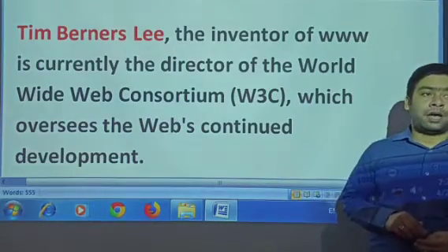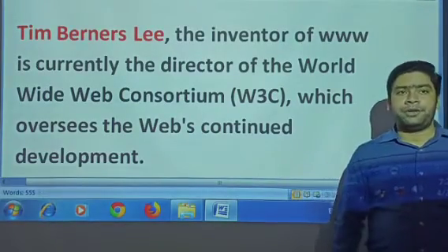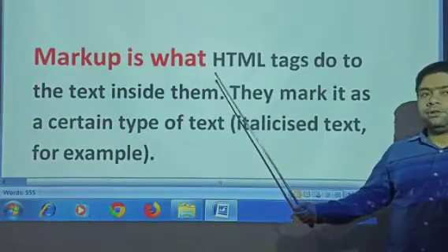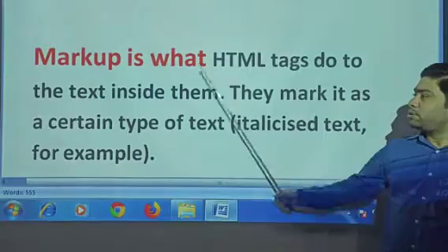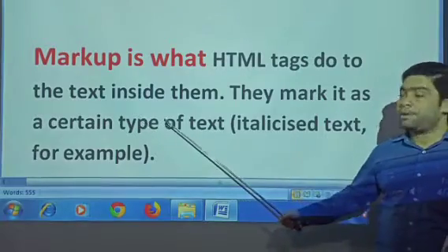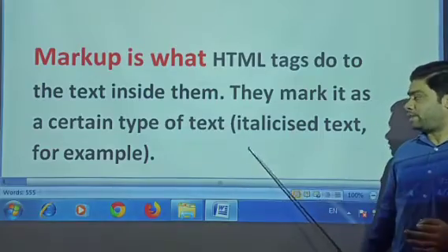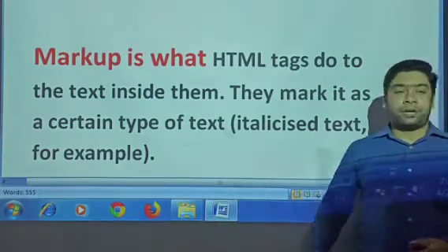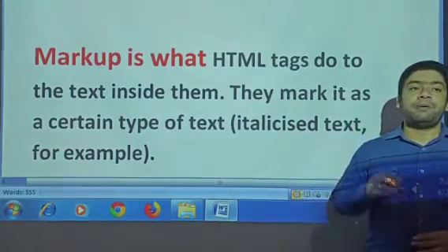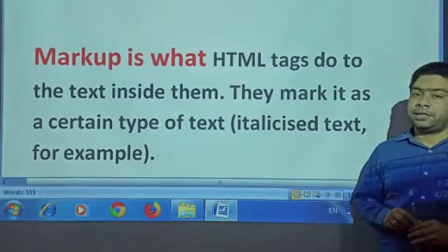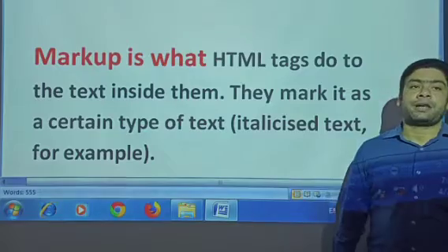HTML is a hypertext markup language. What is the meaning of it? Here, what is markup? HTML tags mark the text inside them as a certain type of text, italicized text, for example. That means markup means to format the text according to our choice. With the help of this, we use marked-up text.